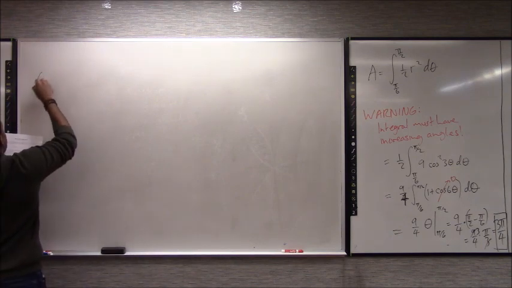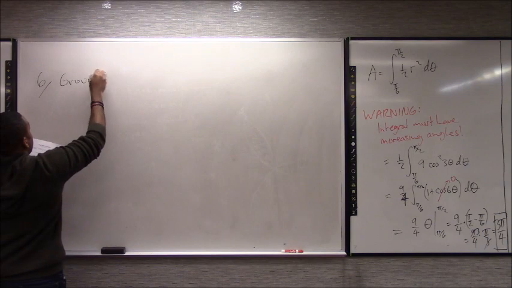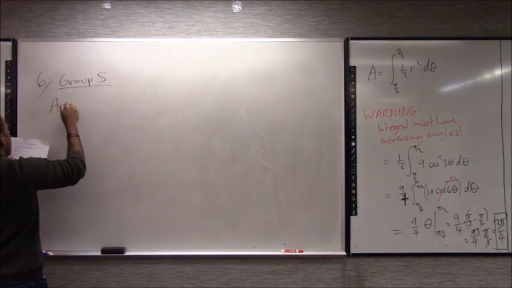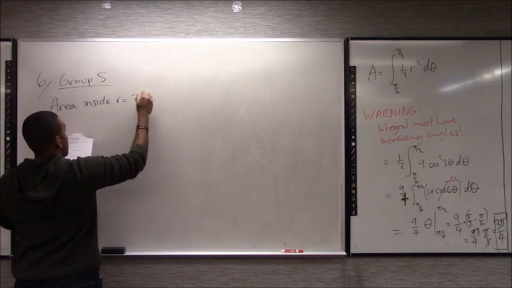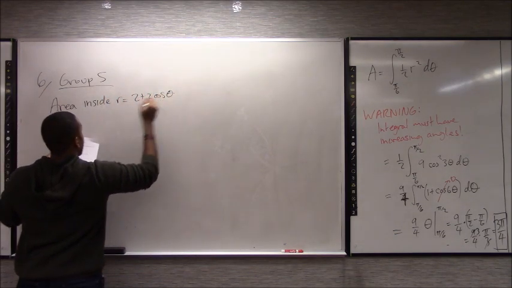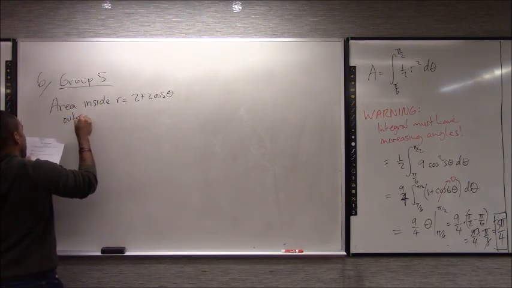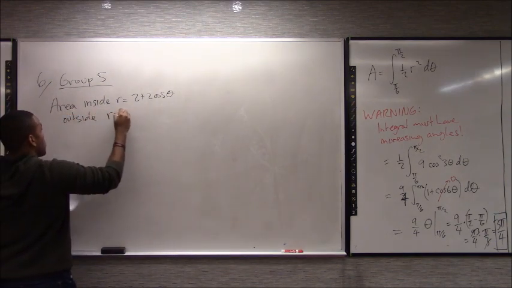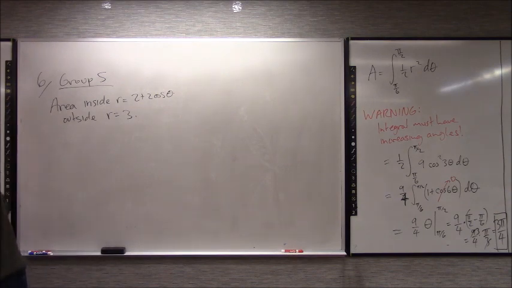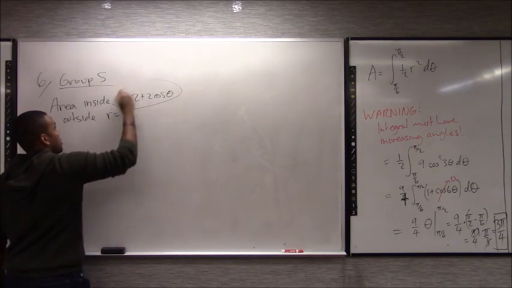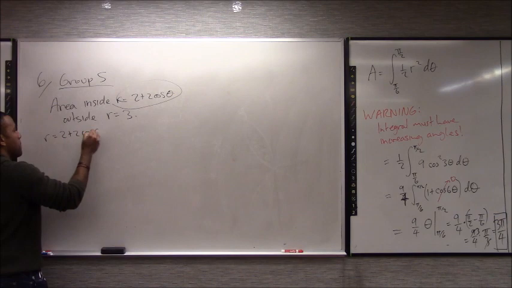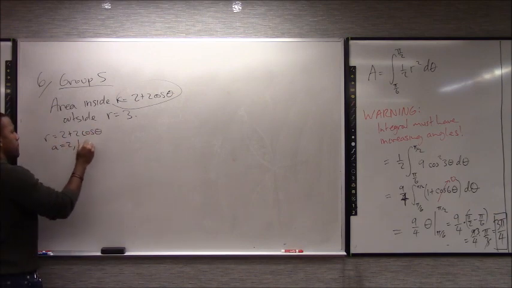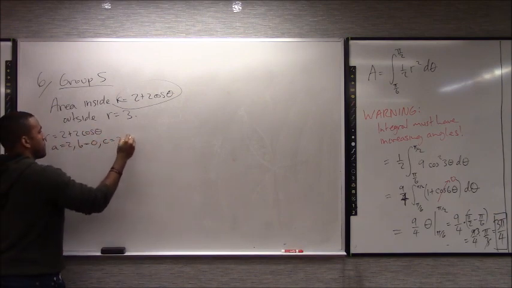So, problem 6 is group 5. We want the area inside r equals 2 plus 2 cosine theta, but outside r equals 3. Okay, so what did you do here? So A equals 2, I assume you're doing this. So we start with that. A equals 2, B equals 0, C equals 2, and our period is 2 pi.